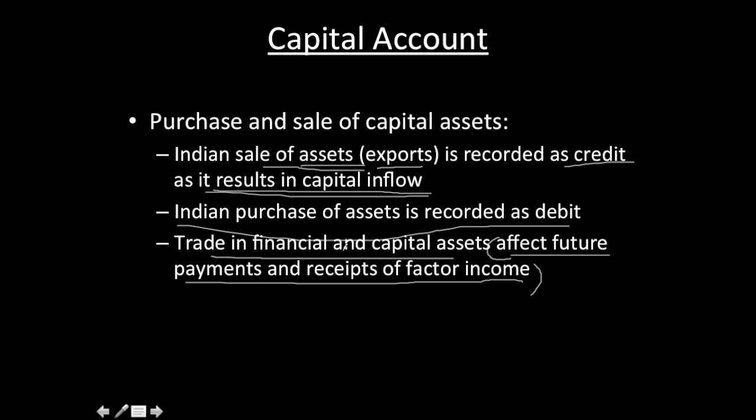Now, a question can be asked very easily as to which factor affects future payments and receipts of factor income. Is it the current account or the capital account? Or it can be reframed as: is it trade in exports, trade in consumption goods and services, or trade in financial and capital assets?